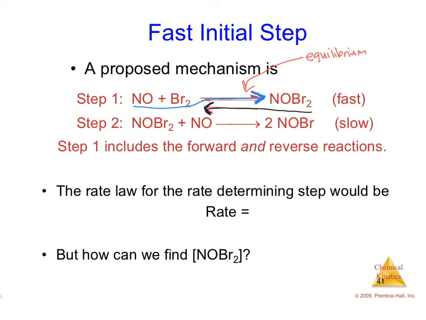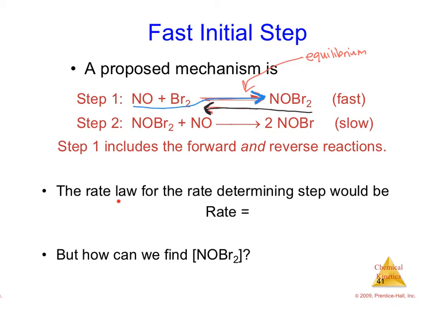We talked about this a little bit in a previous lecture when we were looking at reaction diagrams. We are told this equilibrium is fast. Step 2, NOBr2 plus NO goes to 2NOBr, and we're told this is slow. Notice the slow step is in the forward direction only. The fast step is in equilibrium. Step 1 includes the forward and reverse reactions. The forward reaction, NO plus Br2, reacts to produce NOBr2. In reverse, NOBr2 decomposes to produce Br2 plus NO.